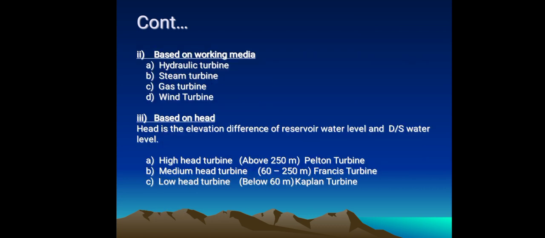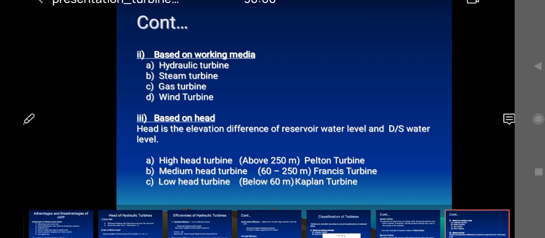Based on the working medium, the turbine is classified into hydraulic turbine, steam turbine, gas turbine, and wind turbine. Based on head, where head is the elevation difference between the reservoir water level and the tail water level: high head turbine, above 250 meters, example Pelton turbine. Medium head turbine, 60 to 250 meters, example Francis turbine. Low head turbine, below 60 meters, example Kaplan turbine.